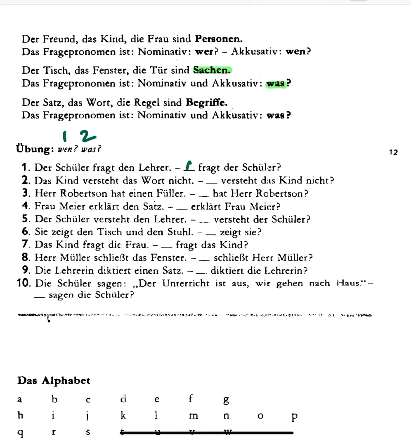Was versteht das Kind nicht? What doesn't the child understand? Herr Robertson hat einen Füller. Mr. Robertson has a fountain pen. Was hat Herr Robertson? What does Mr. Robertson have? Frau Meier erklärt den Satz. Mrs. Meier explains the sentence. Was erklärt Frau Meier? What does Mrs. Meier explain?